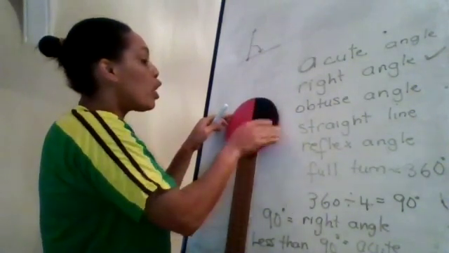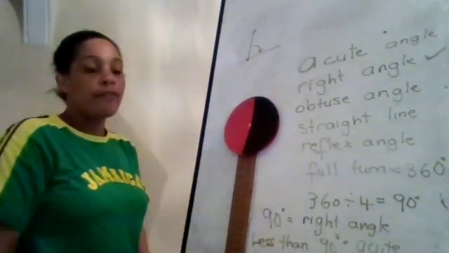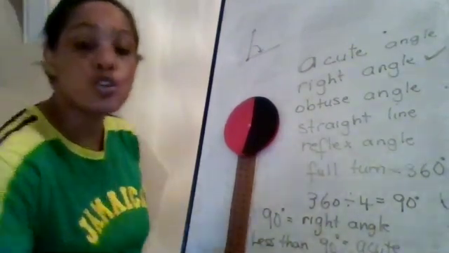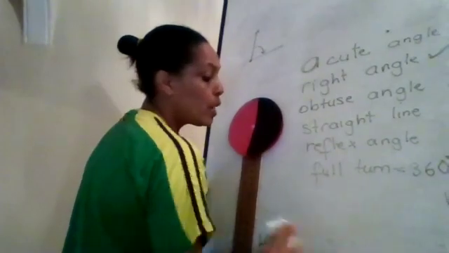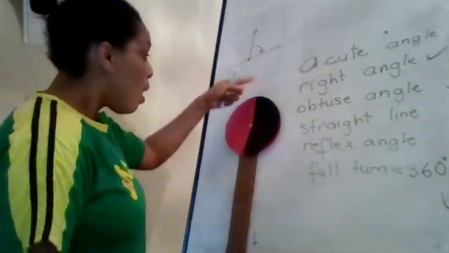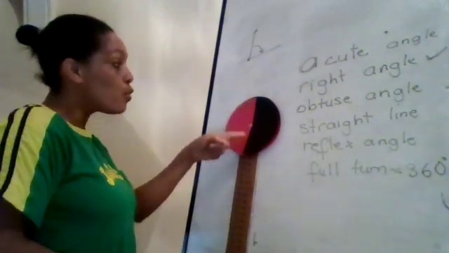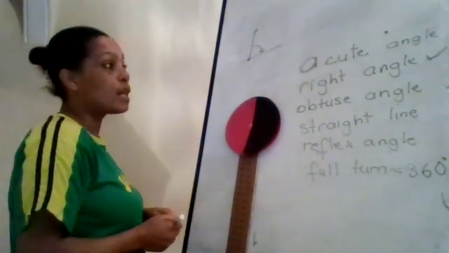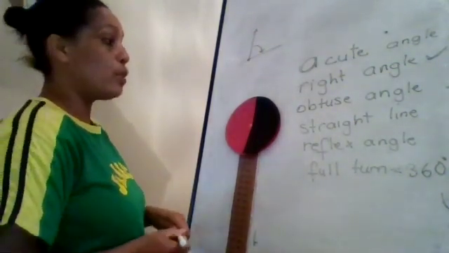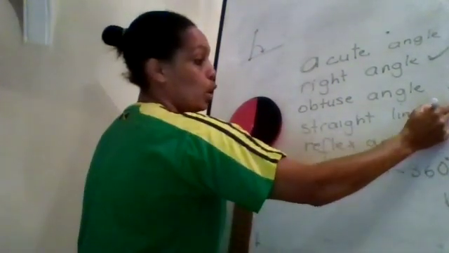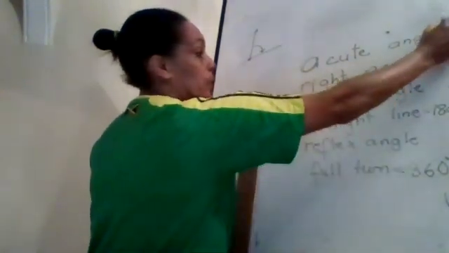We know that if we continue there, we have half of a circle, which is a straight line. Half of a circle is half of 360, so it's a straight line, which is 180 degrees. So we have come to a straight line here, which is 180 degrees.